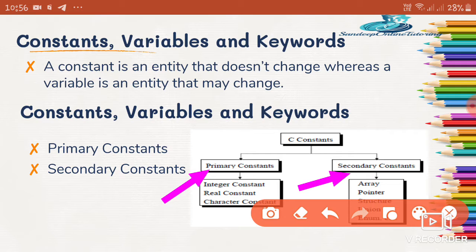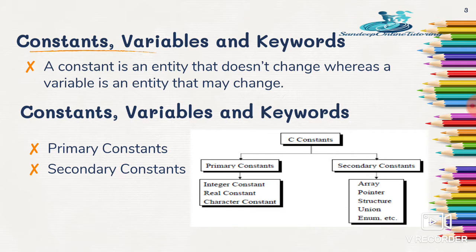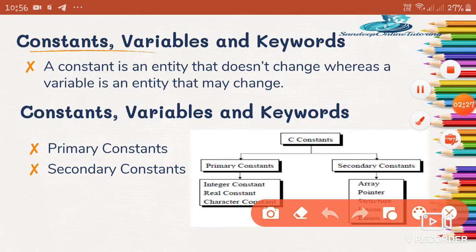In primary constants, we have integer constants, real constants, character constants. In case of secondary constants, we have array, pointers, and we have structure, union, enum. These are the different kinds of secondary constants. We will discuss them later on, but in this section we will just talk about primary constants like integer constants, real constants, and then character constants.